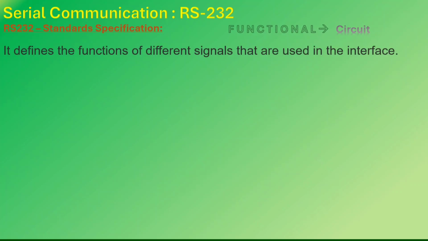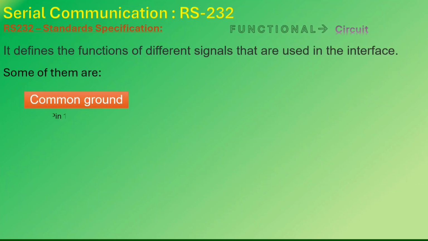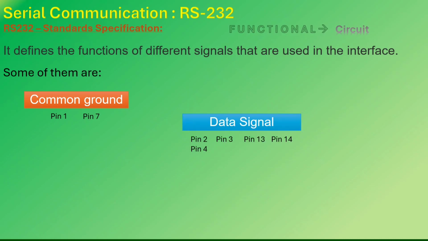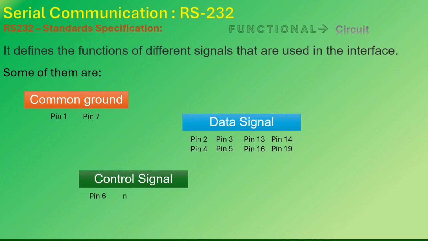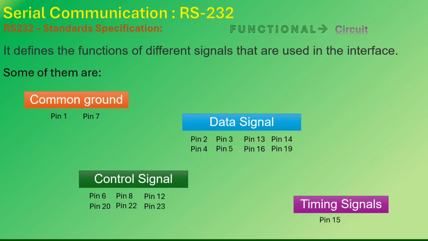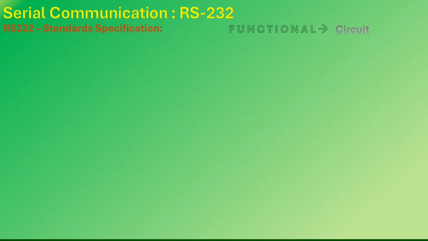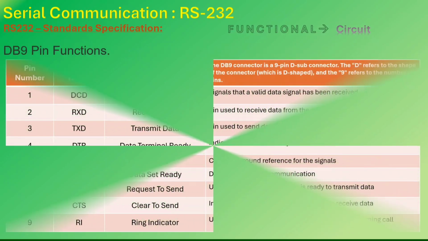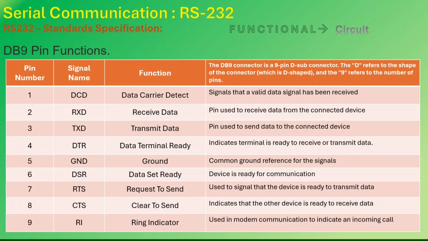The functional standard defines the functions of different signals that are used in the interface. Here are the common signals with pin numbers used. Here are detailed descriptions of DB9 pins, their use, function and description. Here are detailed descriptions of DB25 pins, their use, function and description.